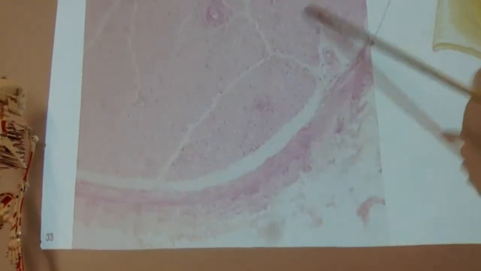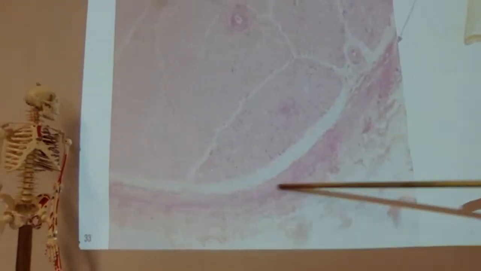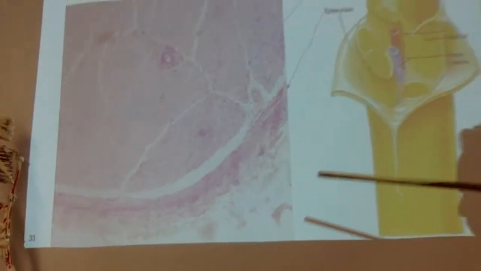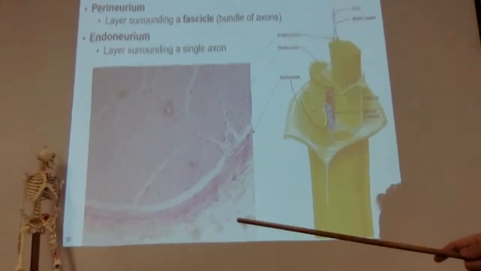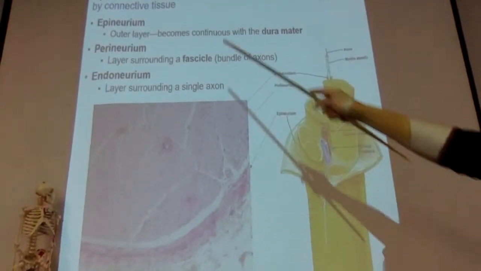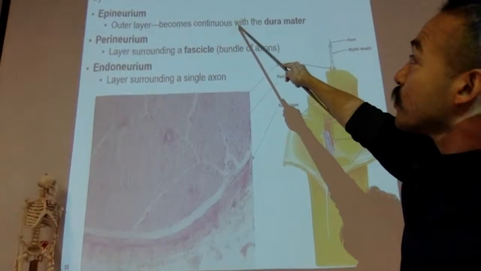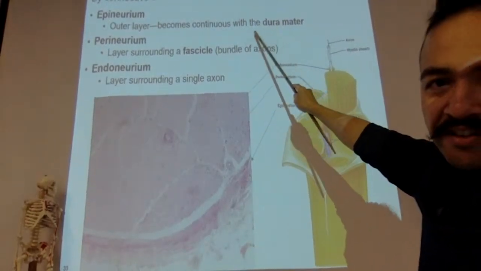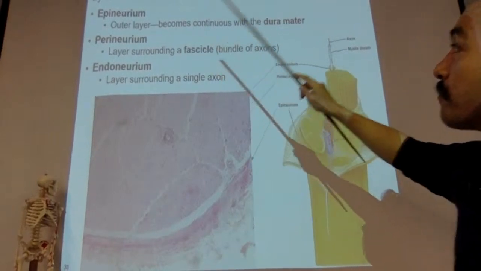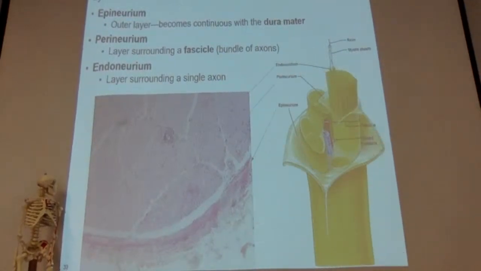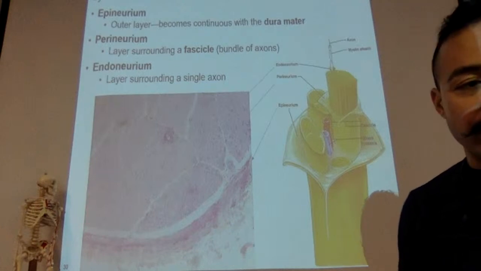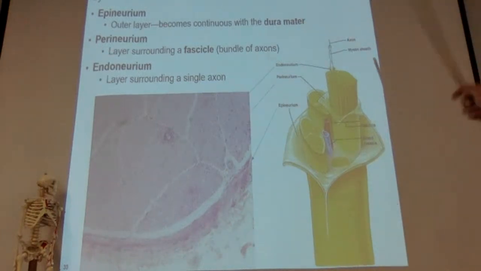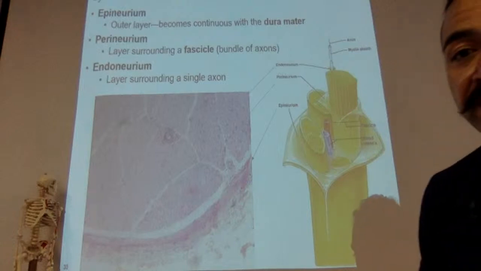When you bundle together all the fascicles, then you want to cover it with connective tissue all the way around. That's epineurium. Epineurium is the outermost layer of a nerve. It's continuous with dura mater, which we'll get to later. It's the protective covering of the brain and spinal cord. But the whole purpose of this is to organize everything, just like what we did with muscle fibers. We want to make sure everything's protected. We have 3 layers of connective tissues.